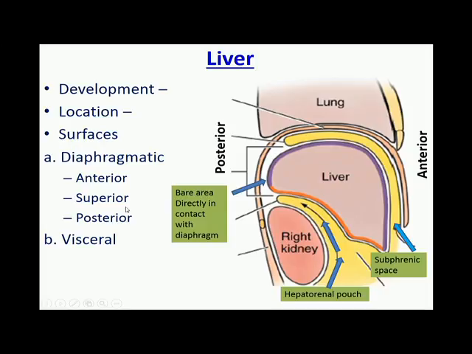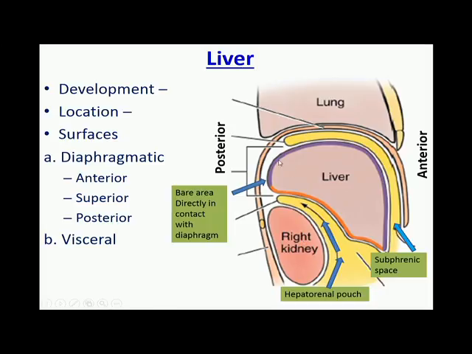Surfaces of the liver. So there are two main surfaces to the liver, the diaphragmatic surface and the visceral surface. The part of the liver which is in contact with the diaphragm is the diaphragmatic surface. So it has a posterior part here, superior part and anterior part. So that is the diaphragmatic surface. And the visceral surface is the bottom one, inferiorly, which is in contact with the visceral organs. That's the visceral surface.